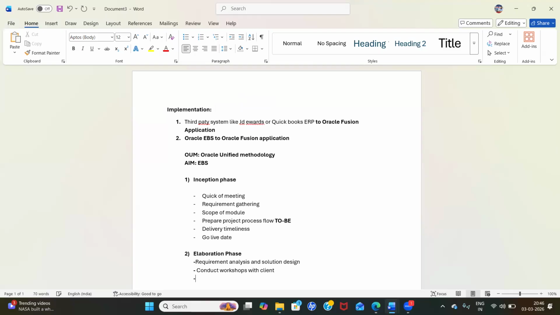For example, how you are going to design your chart of accounts and all, define the chart of accounts, how you are going to give the solutions. One of the solutions, mainly in financials, is the finalization of the chart of accounts. So define chart of accounts. In the interview, you have to speak out these things, what you have done in the elaboration phase: we have finalized our chart of accounts, chart of accounts structure, instance and all.